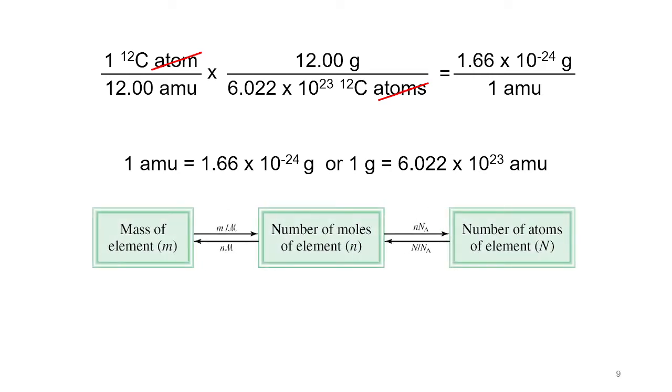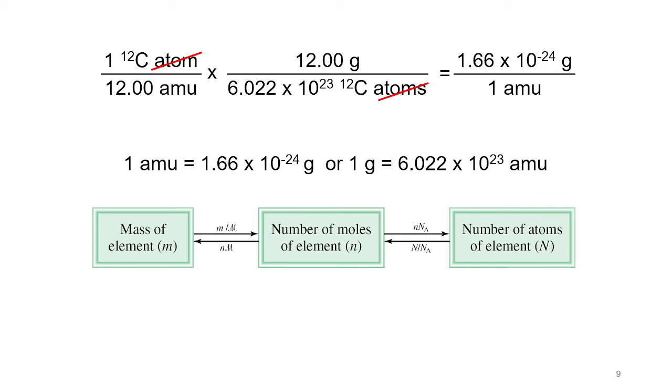Okay? So we have this conversion, wherein if we have the mass of the element and we divide that mass by the molar mass, we will have the number of moles. And if we multiply the number of moles by Avogadro's number, we will have the number of atoms of an element. And if we divide the number of atoms of an element by Avogadro's number, we will have our number of moles.